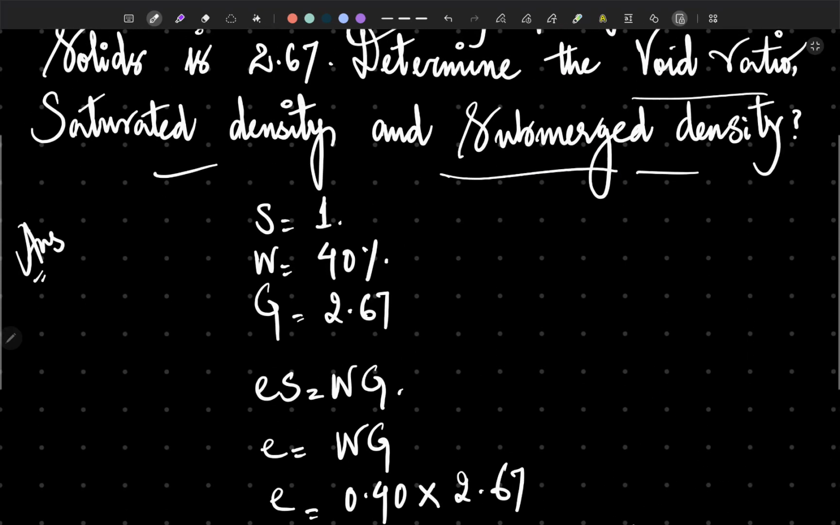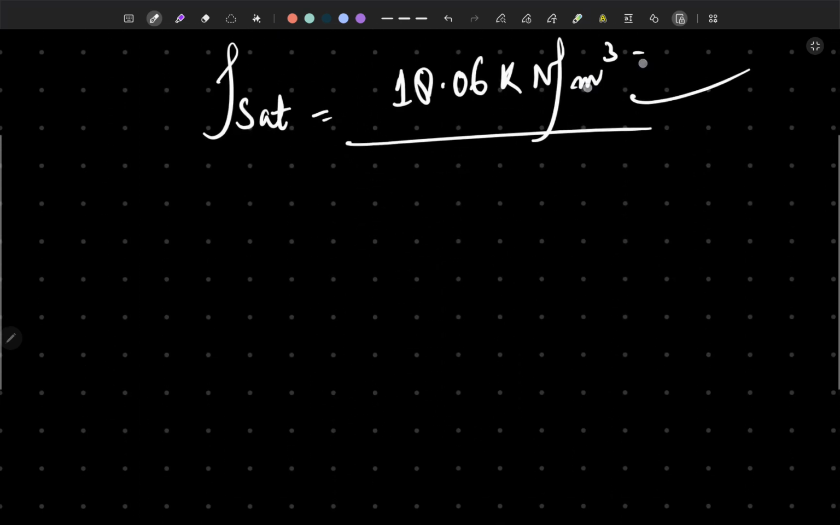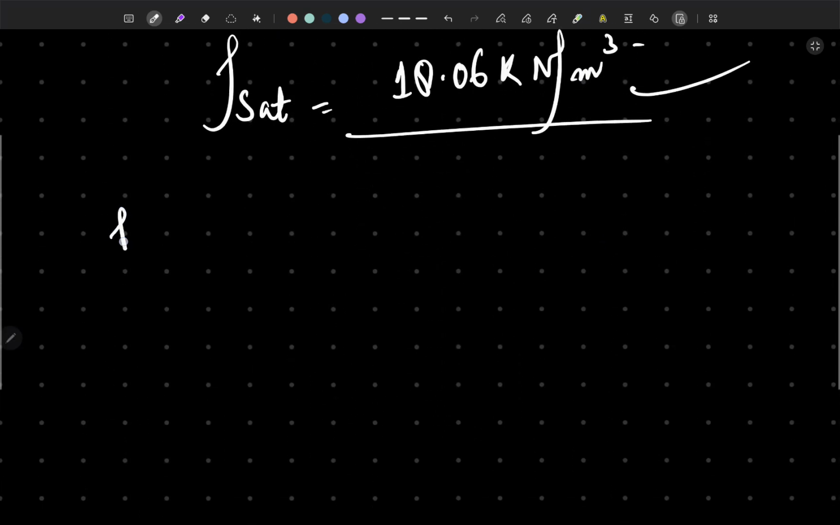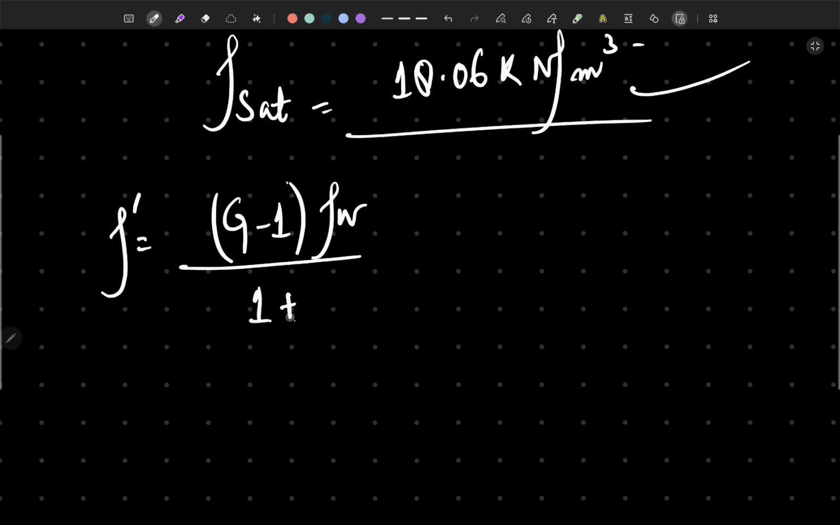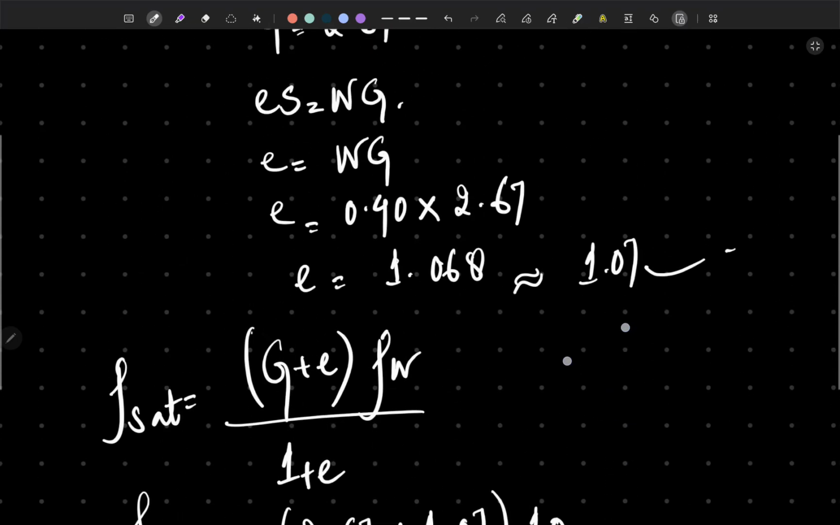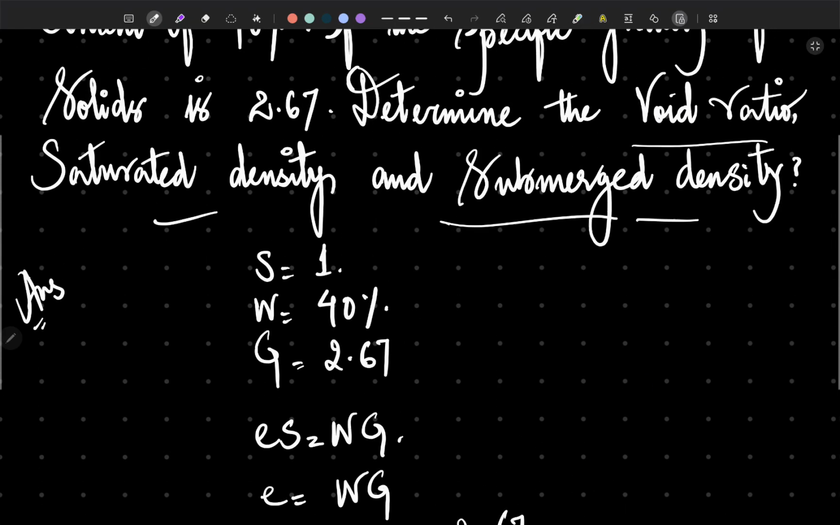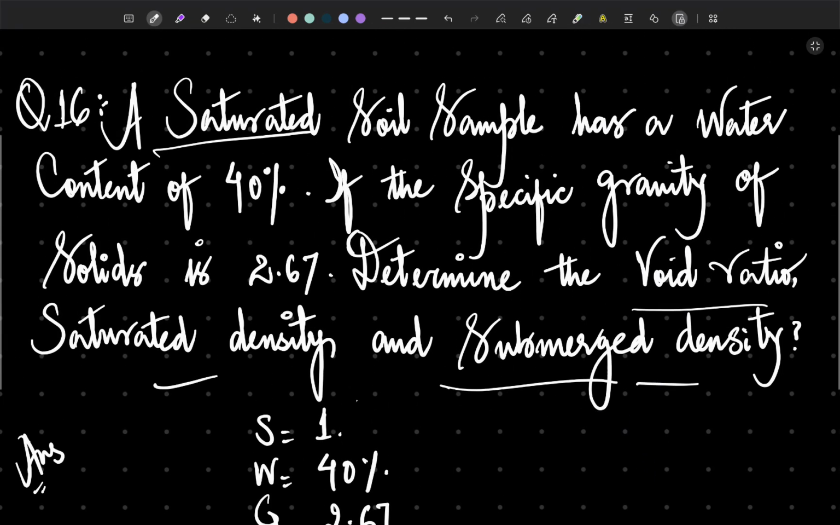Submerged density is the last thing that we need to find, and from the generalized equation, the submerged density is equal to (G minus 1) rho w divided by 1 plus e. These equations are all valid for S is equal to 1 because it's very well given in the question that it is a saturated soil sample. There is no air phase. Soil is completely saturated.